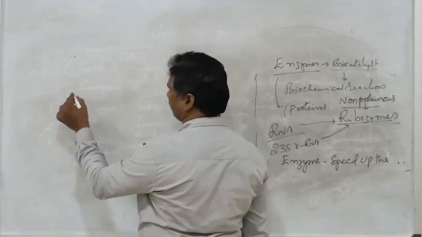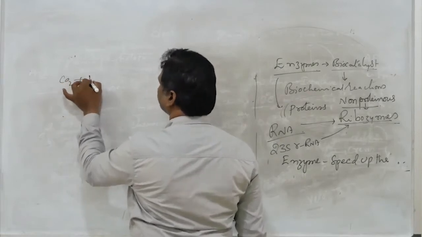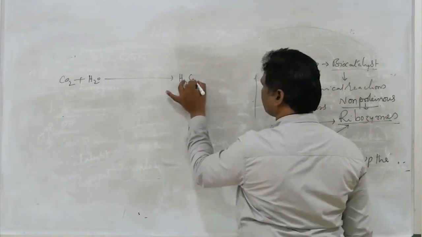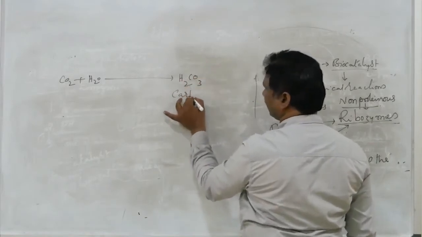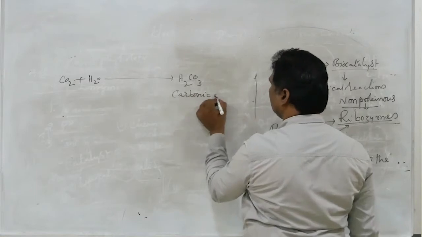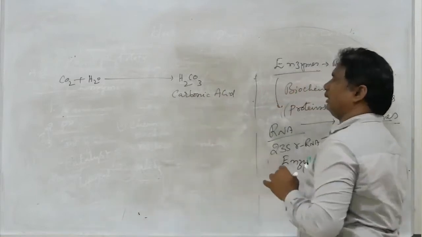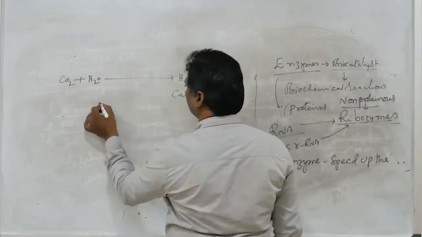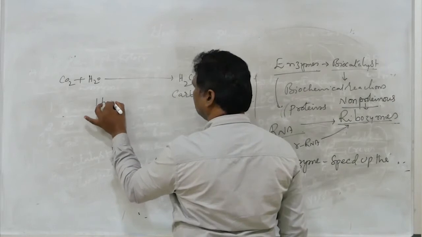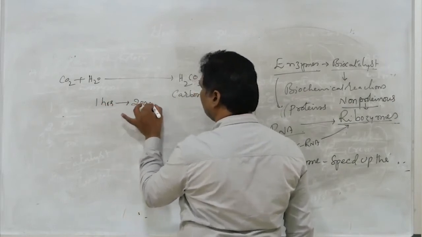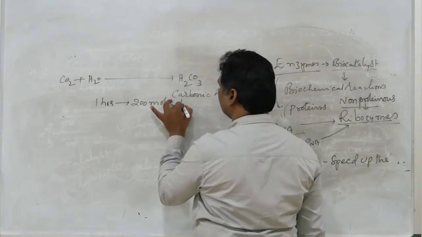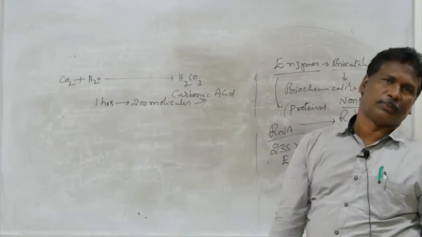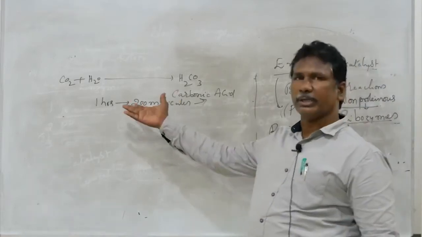You can see one example: carbon dioxide is dissolved in water to form H2CO3, carbonic acid. In the absence of enzyme, within 1 hour, only 200 molecules of carbonic acid are formed.